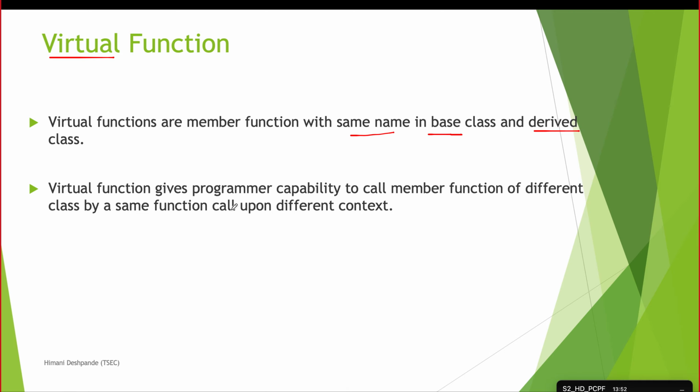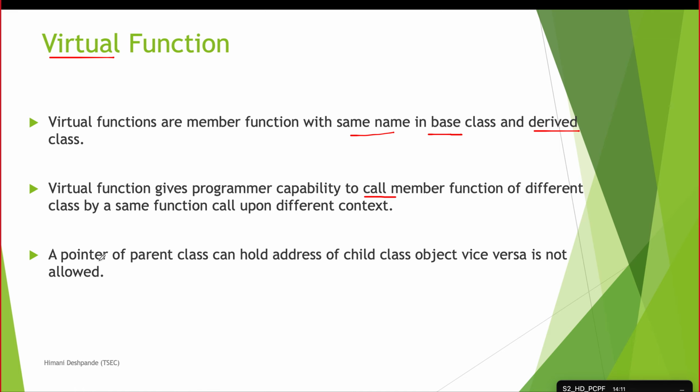Virtual functions give the programmer the capability to call member functions from different classes depending upon different situations. Whatever the requirement of the programmer, accordingly he can call the function from the base class or from the derived class. Next, virtual function is dependent upon the pointer concept. When we are talking about virtual functions, we'll be using pointers to call the function.